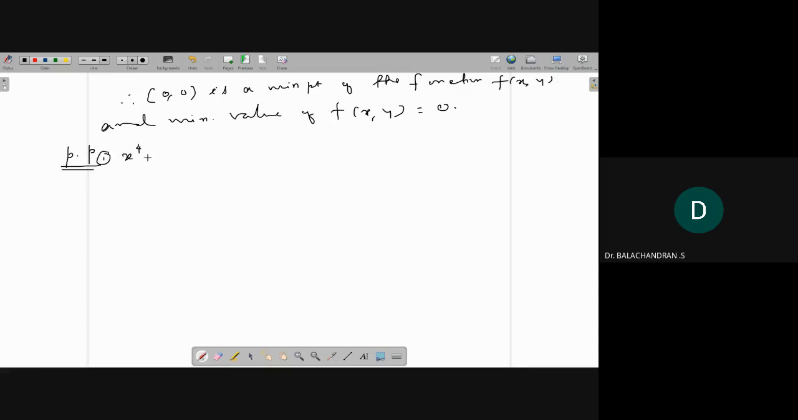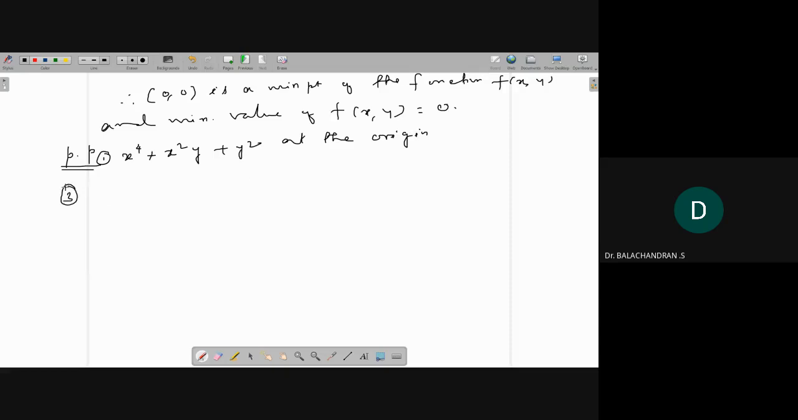f of x comma y equal to x power 4 plus x square y plus y square at the origin. The question, you should write like this: discuss the extrema of the function f of x comma y equal to x power 4 plus x square y plus y square at the origin.